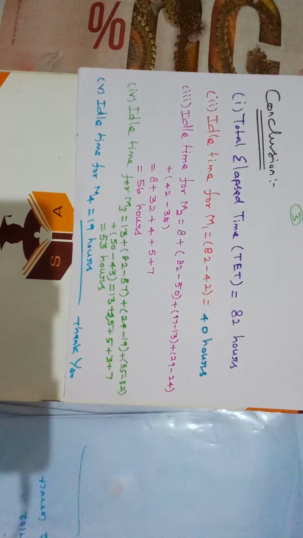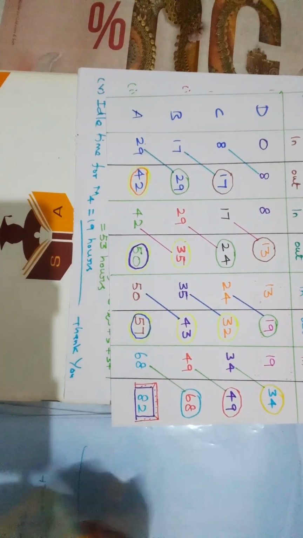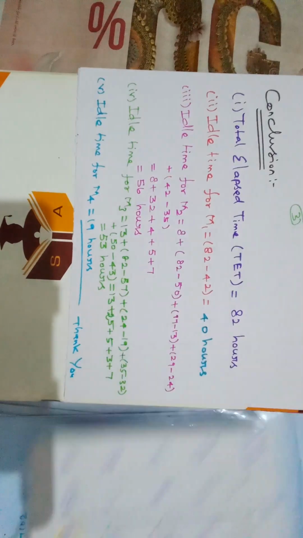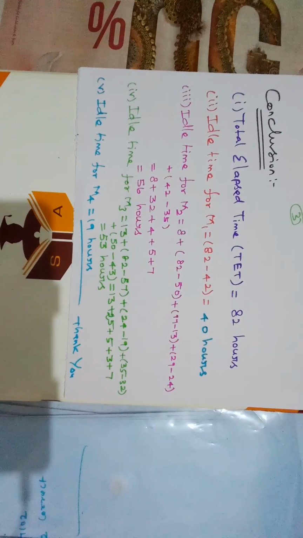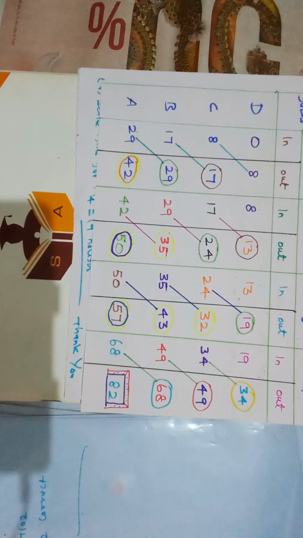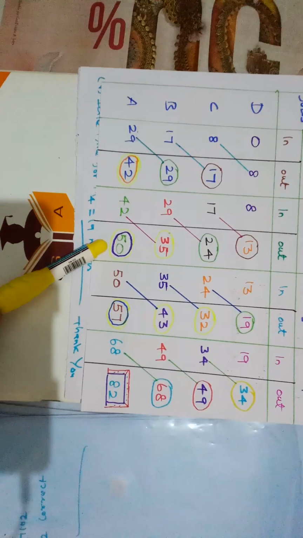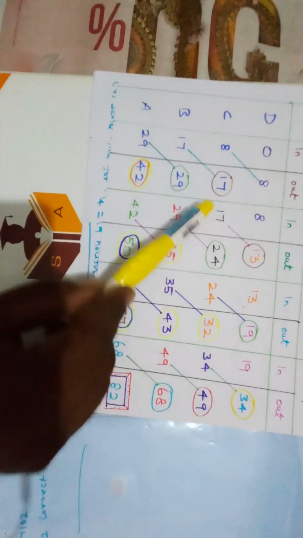So go back to the table. This is 82 minus 42. So 82 minus 42, 40 hours is the resting time of machine 1. Similarly, idle time on M2. See, first one at 8 hours. Okay, 8 hours it is at rest. So first put 8, then total elapsed time minus time taken by machine 2, plus you have to check this one.